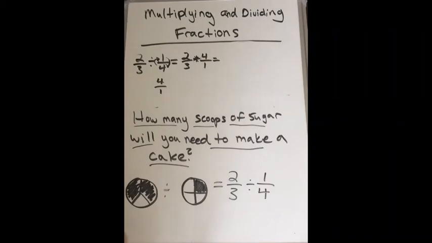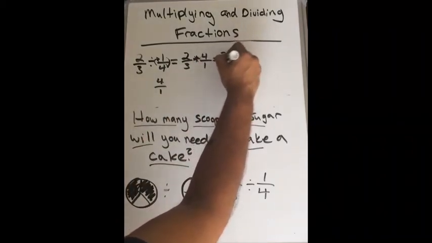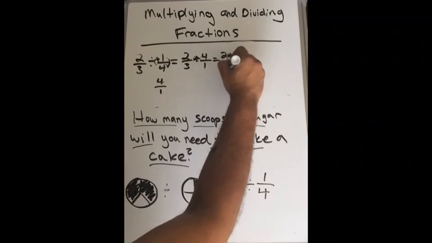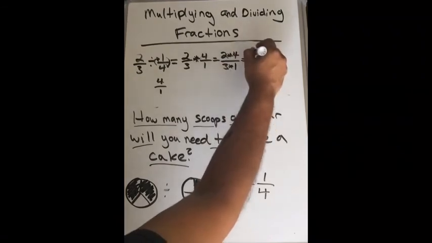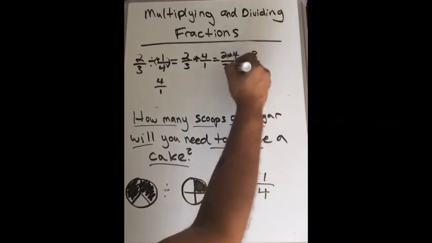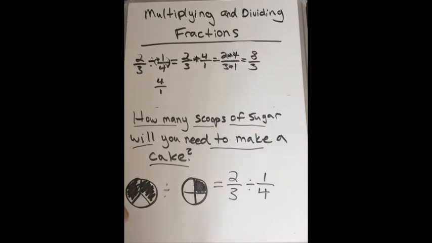And we're going to multiply this through, no problem. So we have 2 times 4/3 times 1. 2 times 4 gives us an 8. 3 times 1 gives us a 3. So according to our math, we're going to need 8/3 scoops from that 1 1/4 scooper.